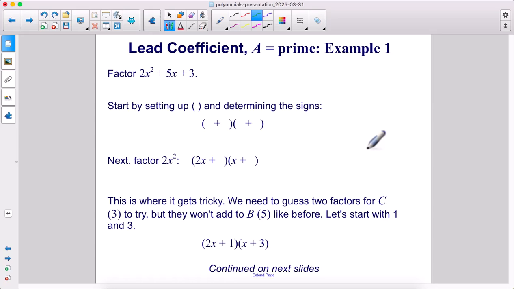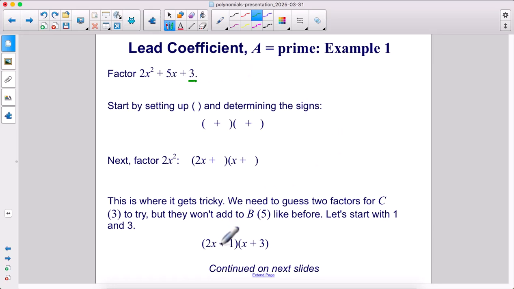Let's factor 2x squared plus 5x plus 3. First, we're going to start by setting up our parentheses and determining the signs. Since both of these signs are plus signs, these are also going to be plus signs. Next, factor 2x squared. That's easy. 2 times 1 gives us 2, so 2x times x is 2x squared. This is where it gets tricky. We need to guess 2 factors for c, which is the number 3, but they're not going to add up to 5 like they did before.